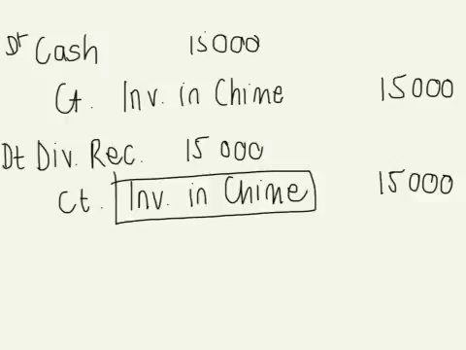Okay, this covers the journal entries when the investor does not prepare consolidated financial statements. The next video will look at the entries if consolidated financial statements are prepared and the entries are not passed in the accounts of the investor but at group level.